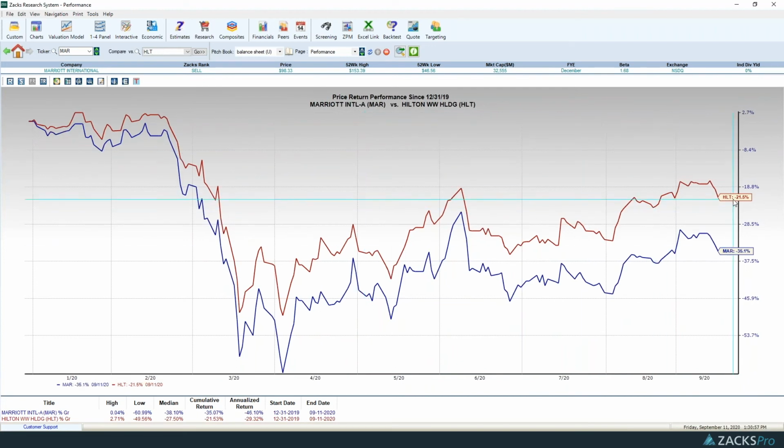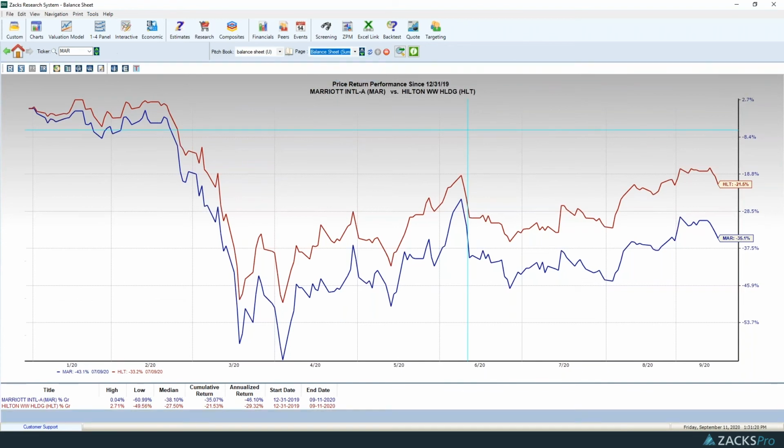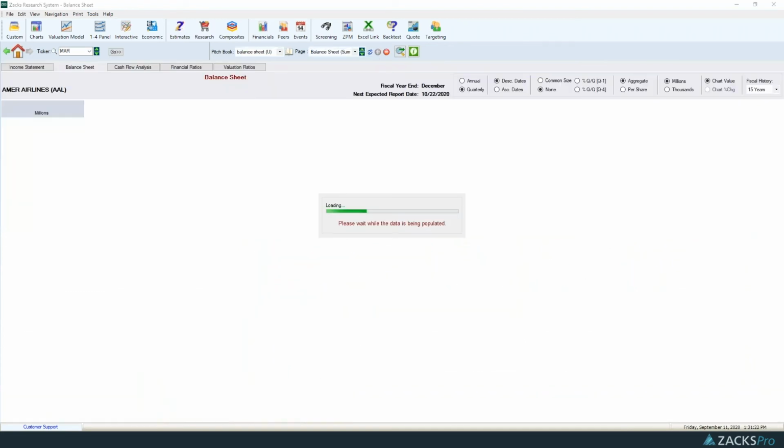So you can see here that Hilton has done much better than Marriott, despite the fact that Marriott is a global brand, probably the best global brand in the world when it comes to hoteliers. But Hilton shares have done much better during this crisis versus Marriott. And you can use the same exact workflow to really understand why that's been the case.